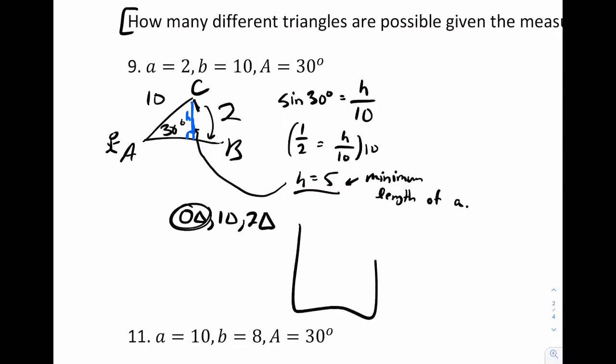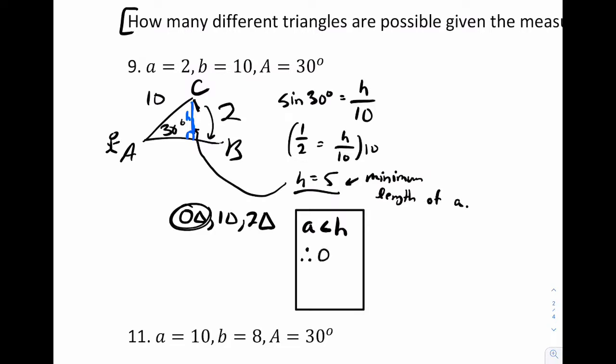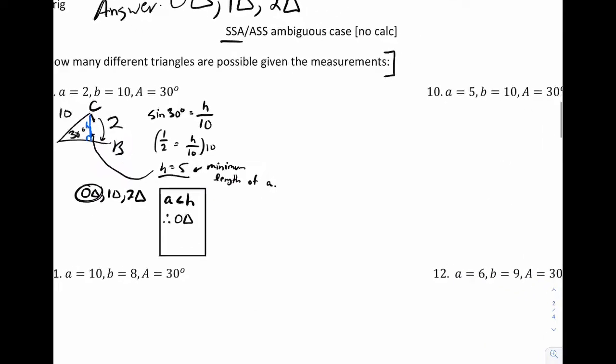So the way you actually write your answer is this. I'll put a box for you. This is how we're going to mathematically state our answer. A is less than H, so that length of A of the triangle is smaller than H. Therefore, there are 0 triangles. And that's it. So again, that's our goal. So that's number 1, or number 9, I should say. Let's go to the next one.